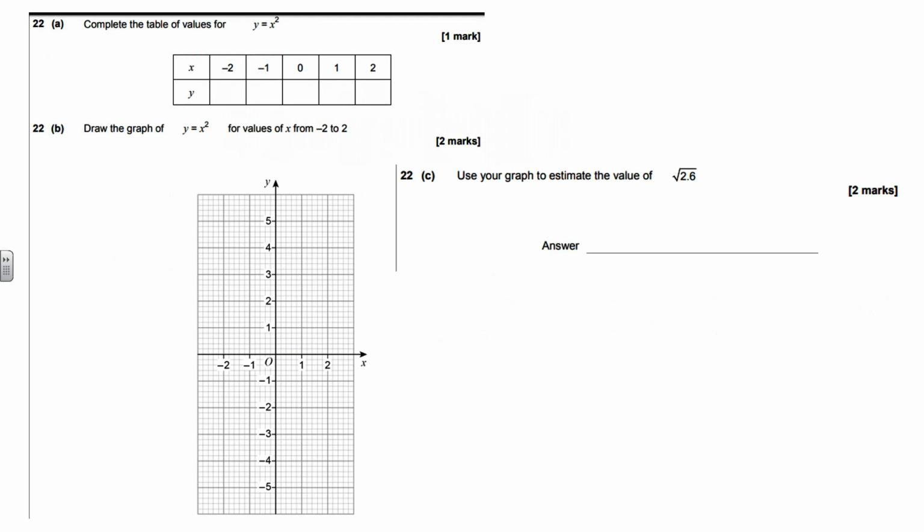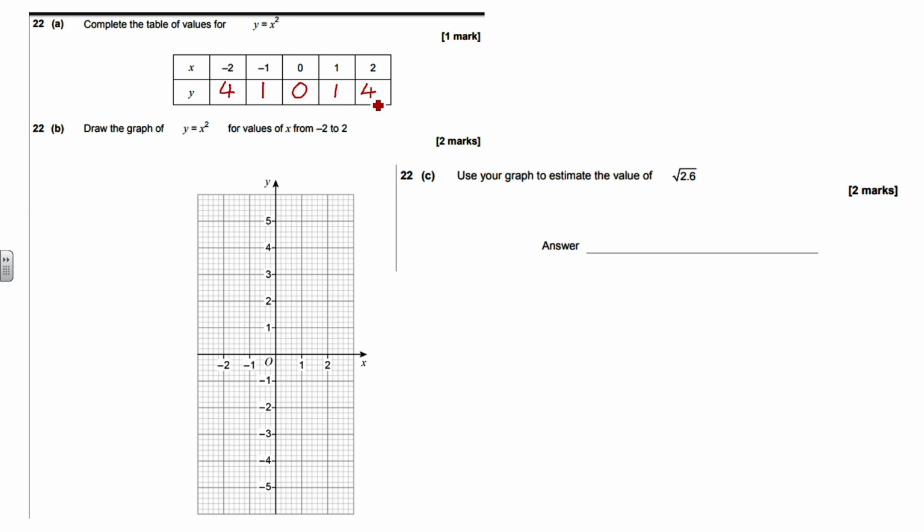Question 22A. So, nasty question to have on a non-calculator paper, having to figure out the squares of negative numbers. So, minus 2 times minus 2. When we do a negative times a negative, we get a positive. So, we just get 2 times 2, which is 4. 1 times 1, which is 1. 0 times 0, which is 0. 1 times 1, which is 1. 2 times 2, which is 4.